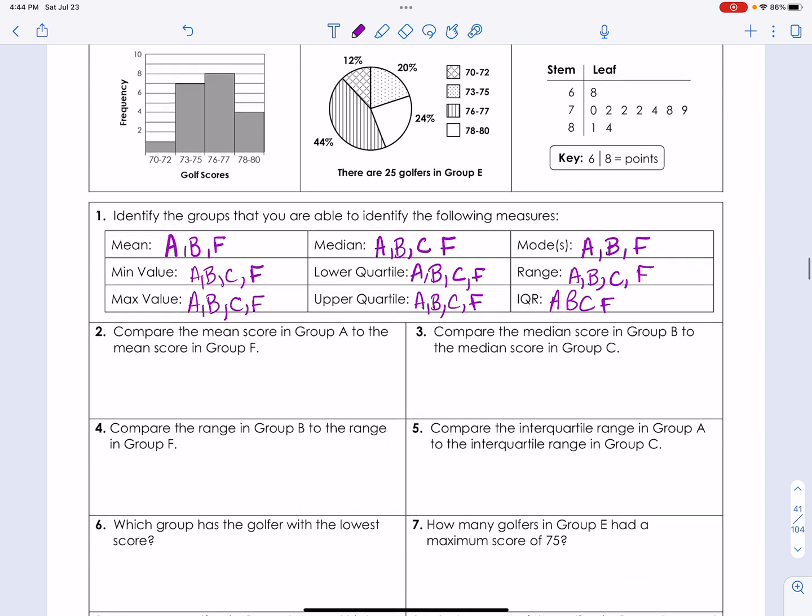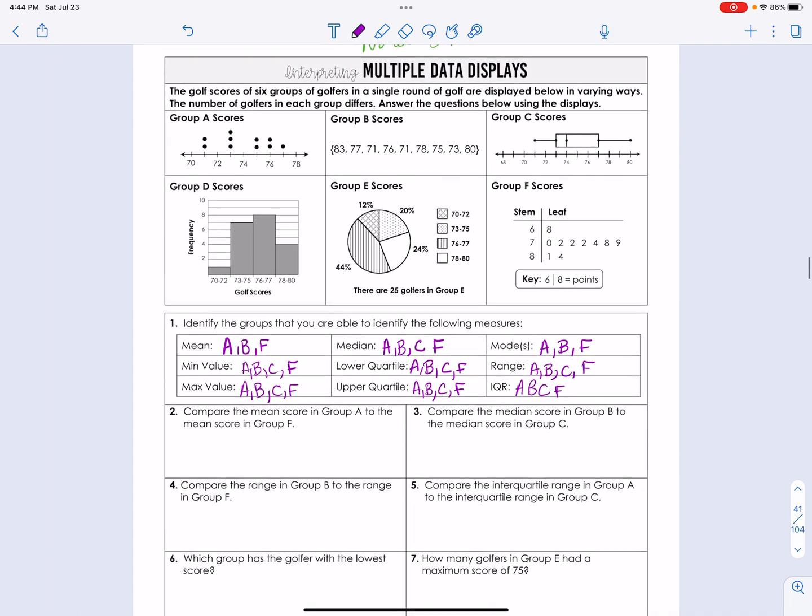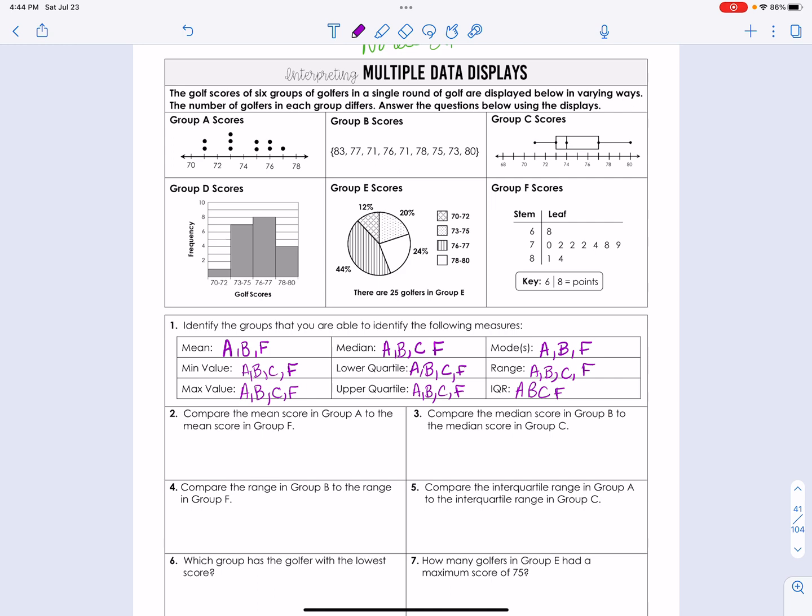Okay, so now we're going to answer some questions at the bottom. So we're going to have to zoom out so we can see it. Okay, compare the mean of group A to the mean of group F. Okay, so the mean of group A to the mean of group F. So I'm going to have to use my calculator. So for A, I'm going to use purple.